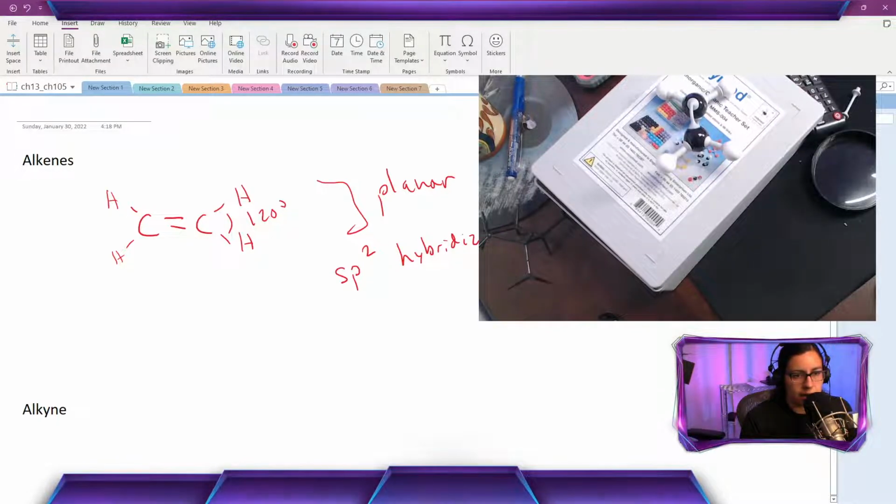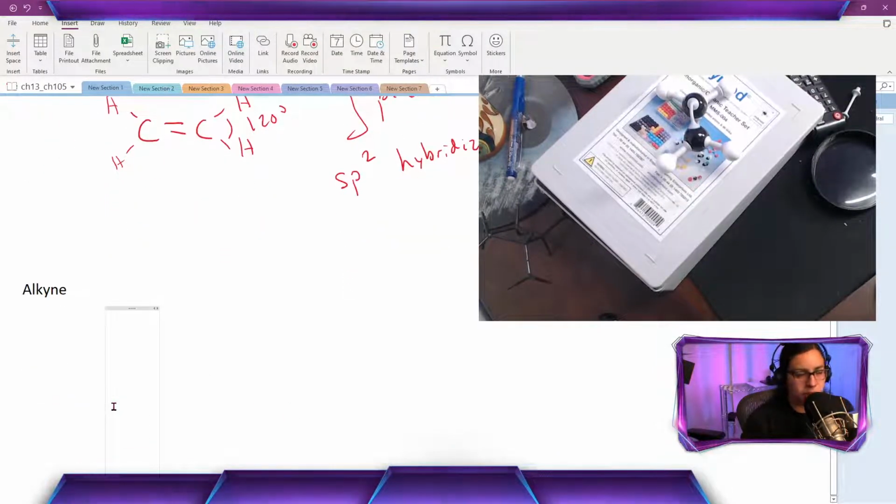So just a recap, sp3 gives us that tetrahedral carbon with 4 distinct atoms attached to it. Now we have only 1, 2, 3 things on it. And so this means we have 3 orbitals coming together to give us this sp2 hybridized orbital. And then if we compare that to an alkyne, again, carbon has to make 4 bonds.